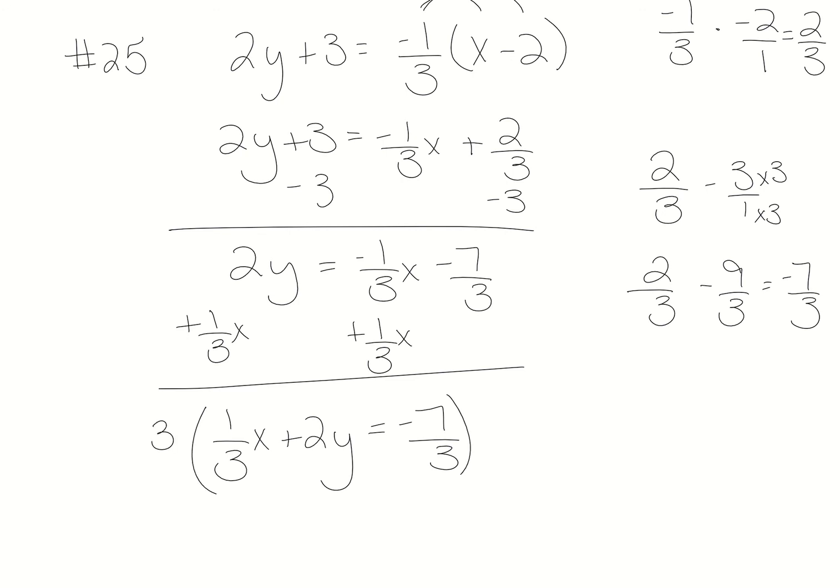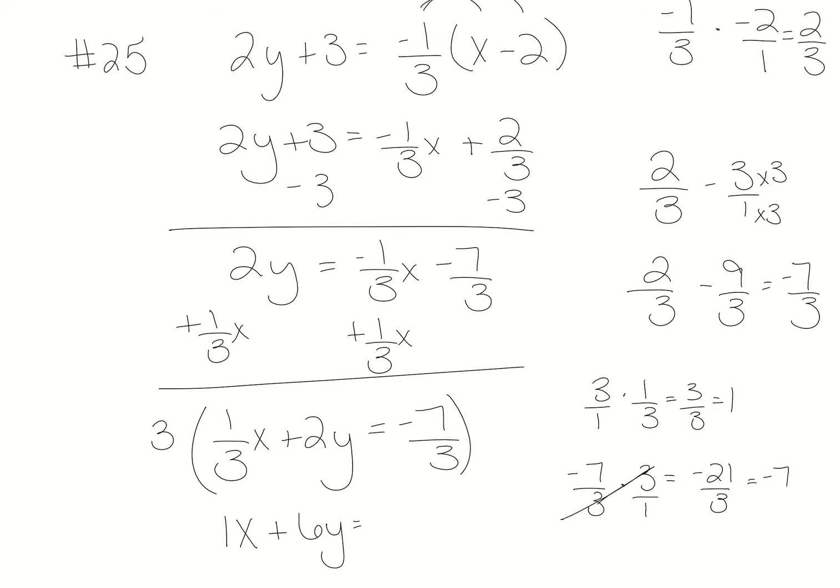So when I multiply by 3, I get 3 times 1 over 3, which equals 3 over 3, which equals 1. So I get 1x. 3 times 2y is 6y. And negative 7 over 3 times 3, put that over 1. Negative 21 over 3 is equal to negative 7. Or you could just cancel those out and see you get your negative 7. And here's your answer for number 25.